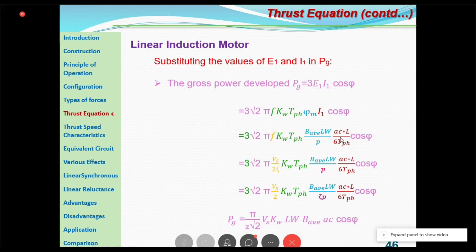The next topic is the various effects in a linear induction motor, that is the transverse edge effect, end effect, and gap effect. The most important ones are the transverse edge effect and the end effect, which contribute to the losses in it.